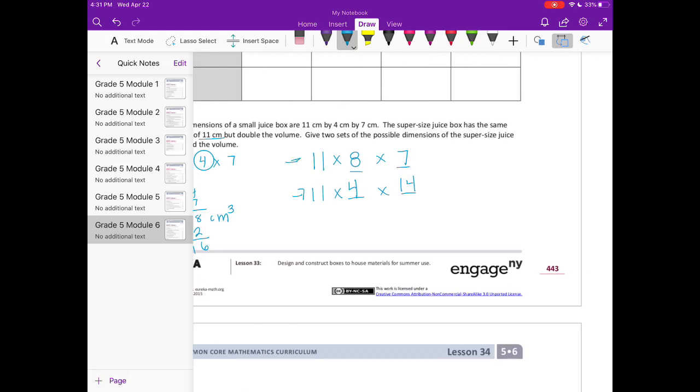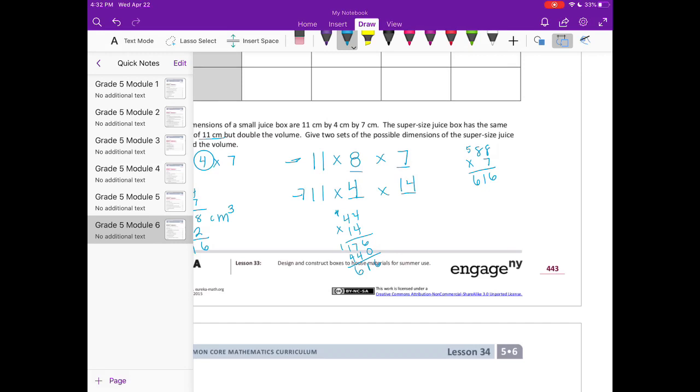So let's do 11 times 8, 88 times 7 would be, 8 times 7 is 56. 56 plus 5 is 61, so that is 616. 11 times 4, this one would be 44 times 14. So we get 16, add those together, and we do get 616.